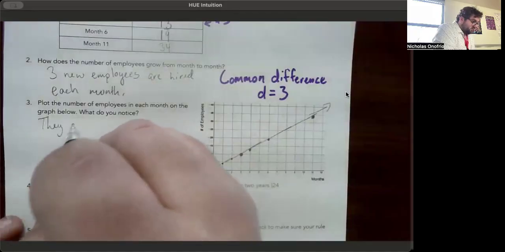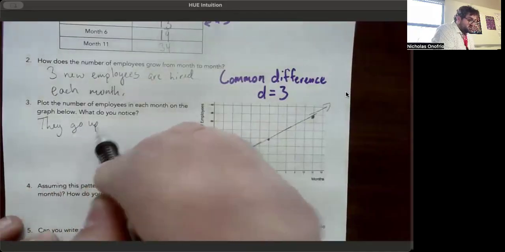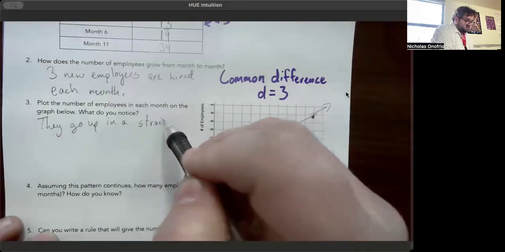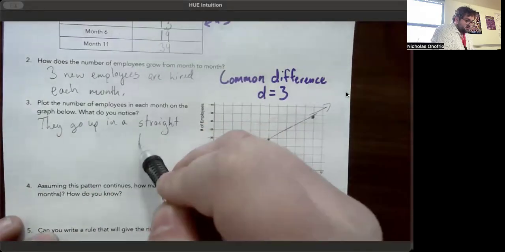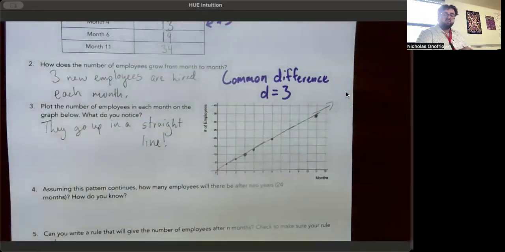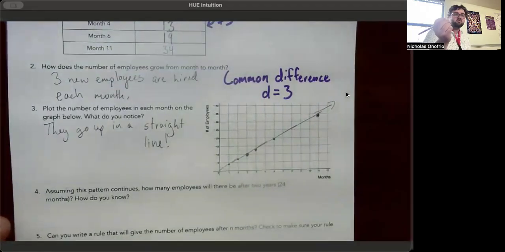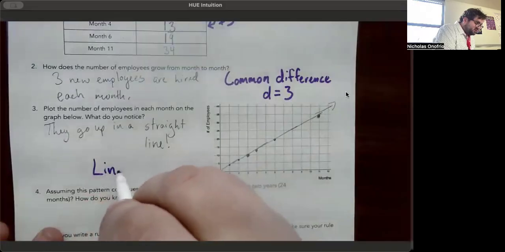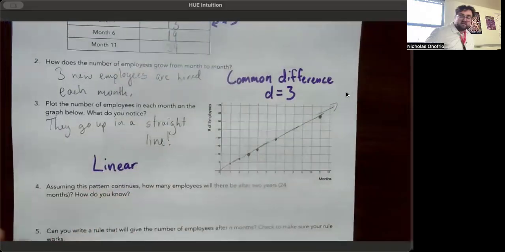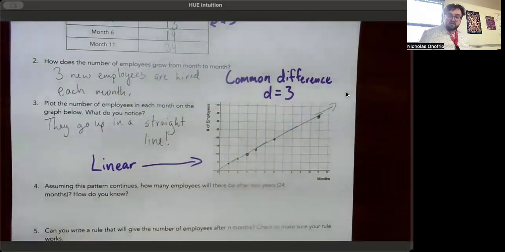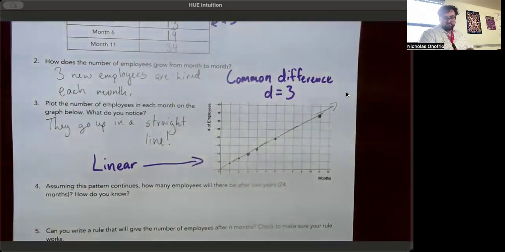They go up in a straight line. We have a special name for graphs that make a straight line, and it's a real easy name to remember because our name is linear, literally line and then an AR at the end, linear. This is an example of a linear graph.